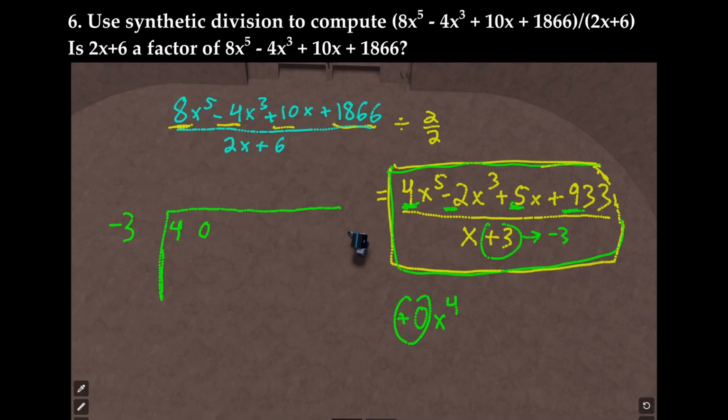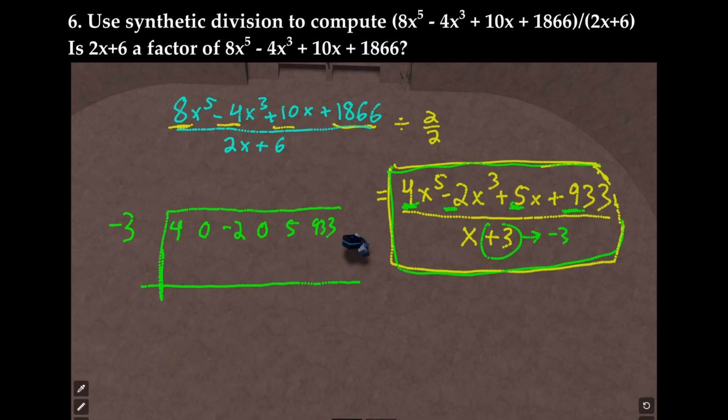And then I can keep going. So you have minus 2. And then notice how there's no x squared term in the numerator as well. So it's like a hidden plus 0x squared. So I have to add that as well. And then now we have 5. And then we have 933. And now let's proceed carefully with synthetic division.